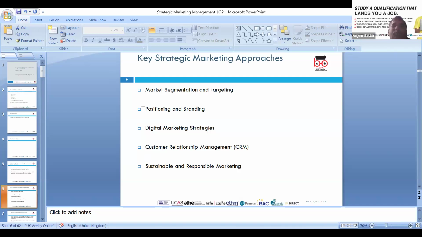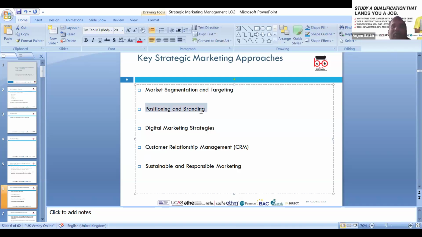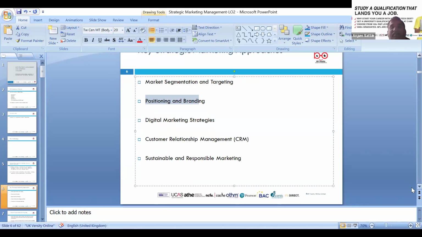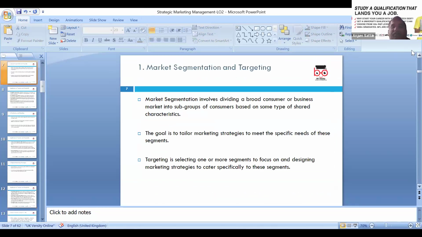We can look at the positioning of the brand, and the logo is very important. The IKEA brand is worth billions, with a lot of effort involved: digital marketing strategies and CRM, customer relationship management, because IT systems now play the key role. So first we have market segmentation and targeting.